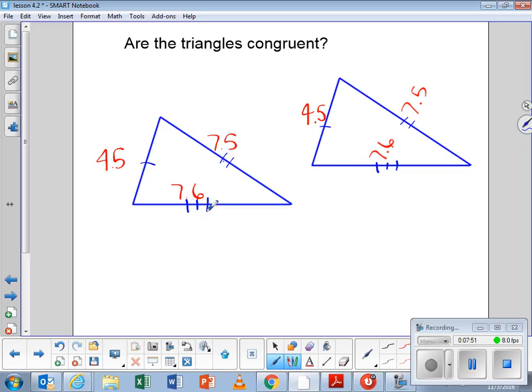Postulates are statements that we accept to be true, and we may or may not prove them, okay? Theorems are statements that are proven to be true. So the definition of a theorem is a statement that's proven to be true. The definition of a postulate is statements that are accepted to be true.